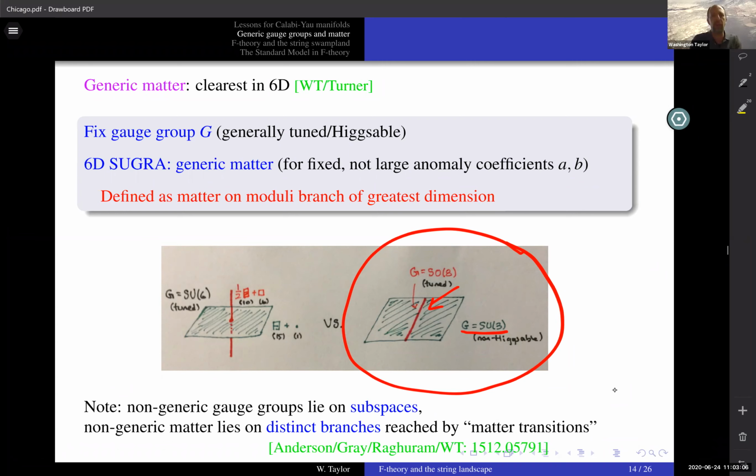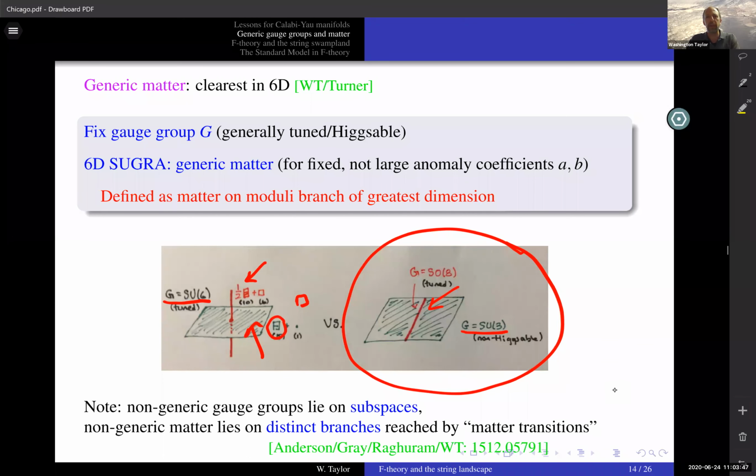In the matter context, if we fix, say, SU6, the generic branch will be the branch of the largest dimension. It will have the antisymmetric, the fundamental, and the adjoint. But there are also exceptional or exotic representations, like the triple antisymmetric representation of SU6. And there are branches that contain matter in that representation. Those are distinct branches, but you can reach them, as we studied with Laura Anderson, James Gray, and Nikhil Raghuram, by going through matter transitions that change the amount of matter without changing the gauge group. So these are two different geometrical pictures of how generic and non-generic play together.